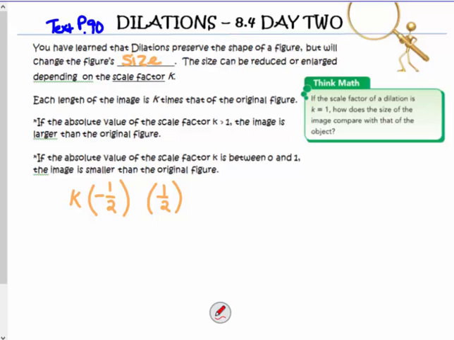So let's talk about this think math. If the scale factor of a dilation is k equals 1, how does the size of the image compare with that of the object? Well, when you multiply by 1, you get the same. So their size is the same. When you multiply by 1, you get that identical thing. It's called the identity. Their size is the same. Multiplying by 1, the identity.